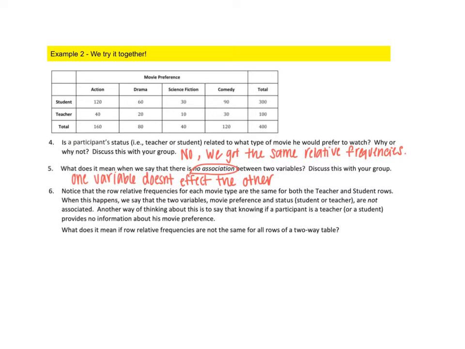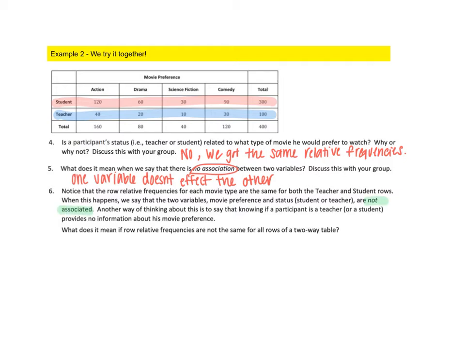Okay? Number 6 says, notice how the row relative frequencies, so we just did a lot of row relative frequencies, which means we were looking at rows of data, right? We looked at students and teachers. It says that the row relative frequencies for each movie type were the same, right? When this happens, we say that the two variables, in this case, movie preference and teacher status, are not associated. There's no association. So that's the verbiage that we're going to be using. We're just going to say there's no association.